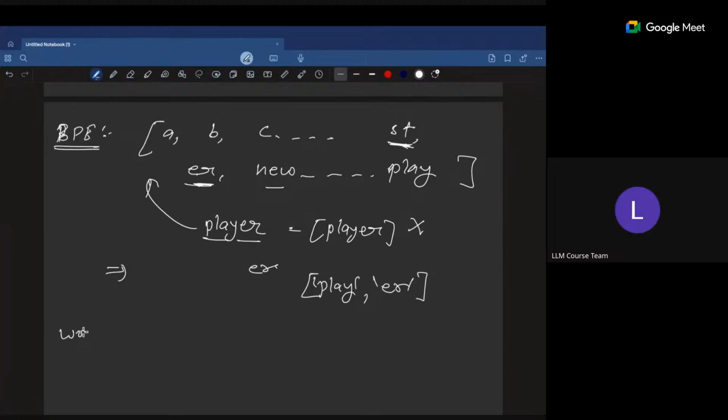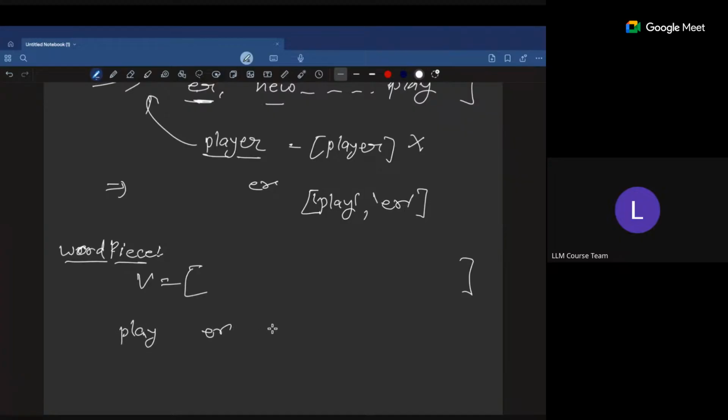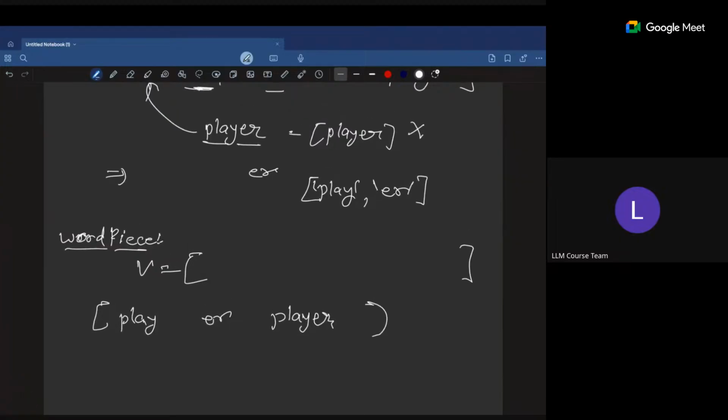But WordPiece actually does it a different way, though most of the time they end up tokenizing the same way. The basic approach is a little different. You need not track the actual sequence of merging. Let's say you have created the final vocabulary, and it has the words play, ER, player, and some other words. Now it doesn't require the sequence in which they were added to the vocabulary. It just looks at the longest subsequence.